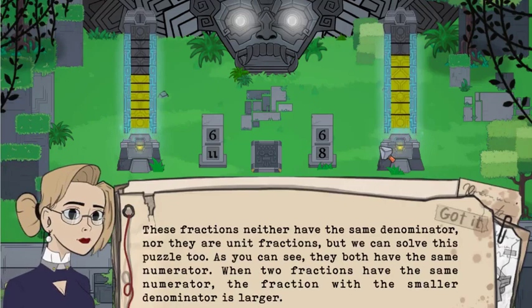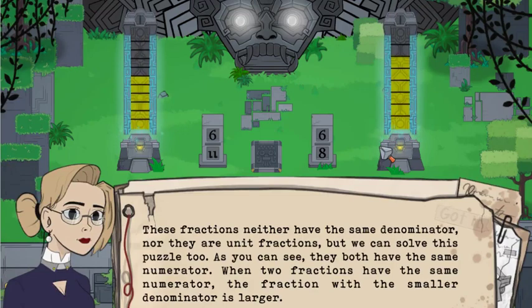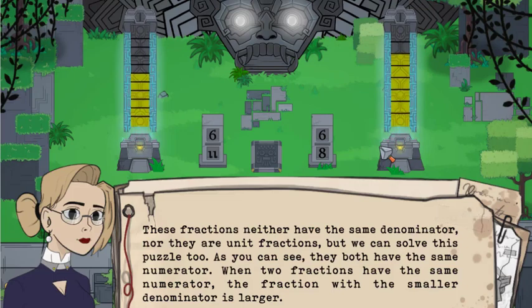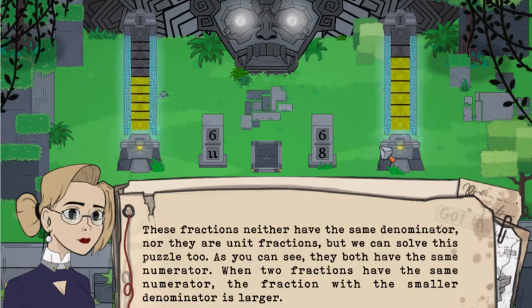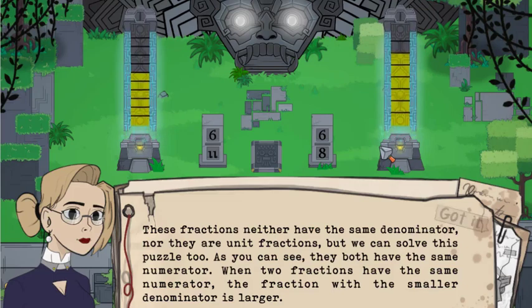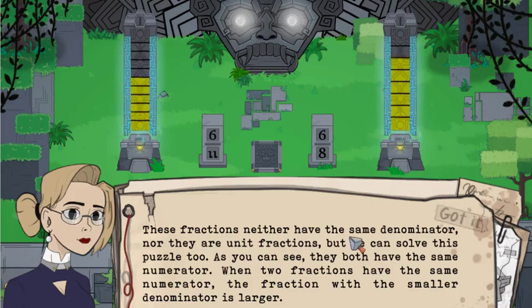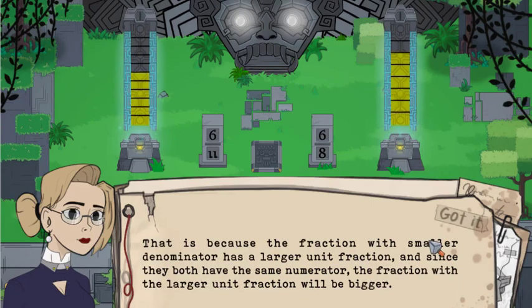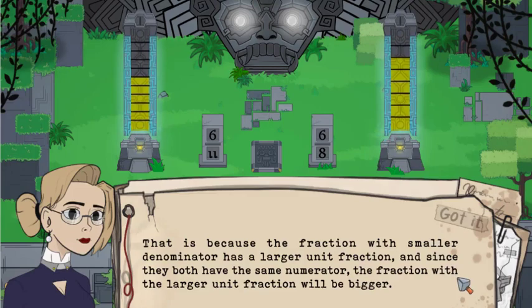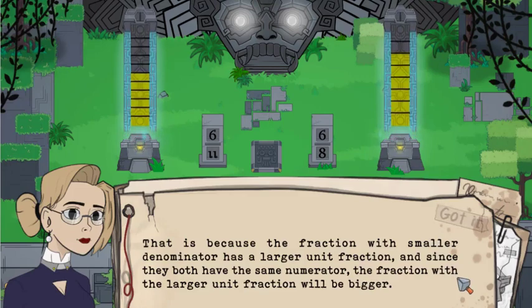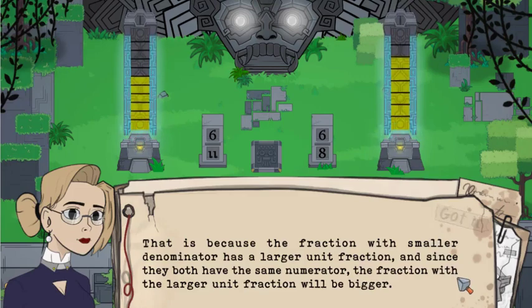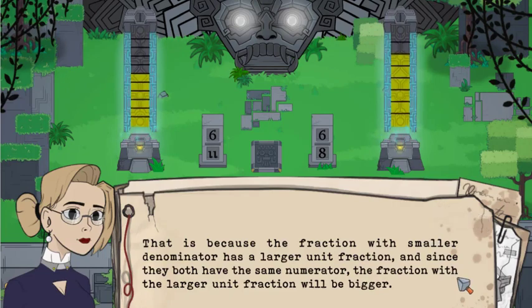These fractions neither have the same denominator, nor are they unit fractions, but we can solve this puzzle too. As you can see, they both have the same numerator. When two fractions have the same numerator, the fraction with the smaller denominator is larger. That is because the fraction with the smaller denominator has a larger unit fraction, and since they both have the same numerator, the fraction with the larger unit fraction will be bigger.